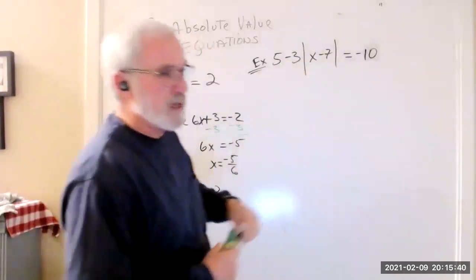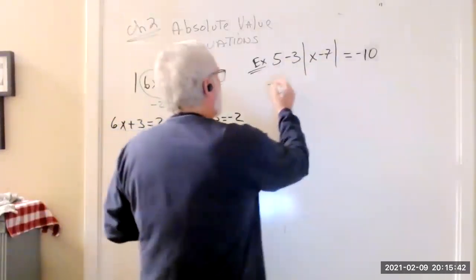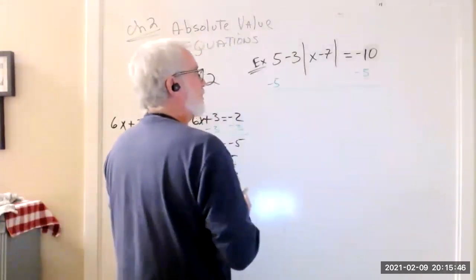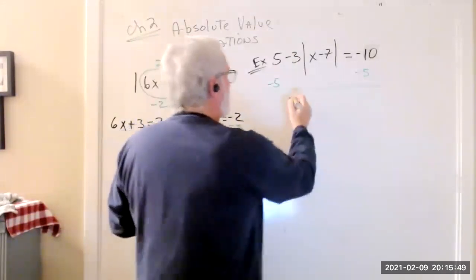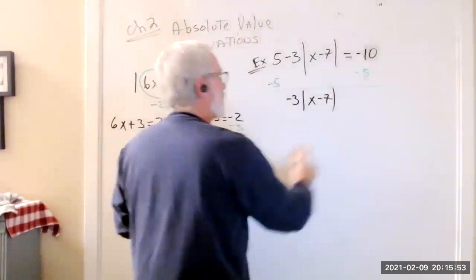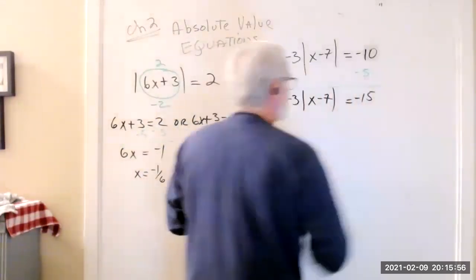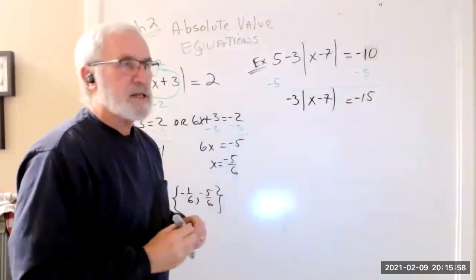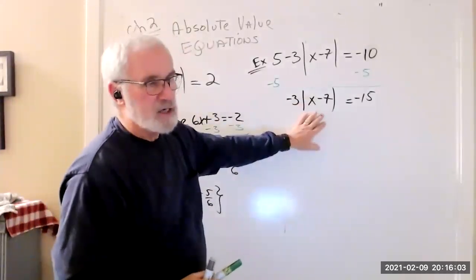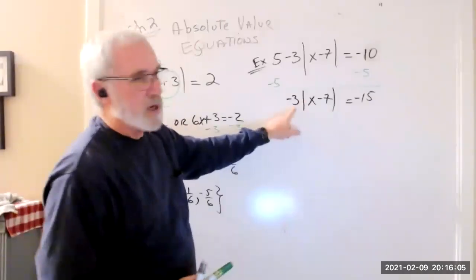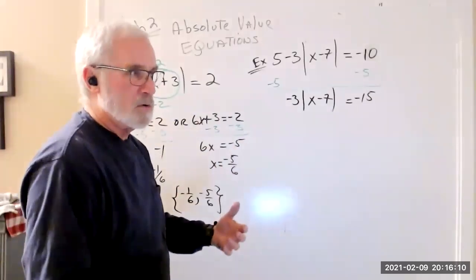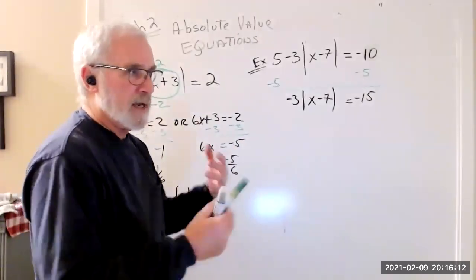So watch what's going to happen. I'm going to take away 5 from both sides. Okay, that gives me -3 absolute value of x minus 7 equals -15. I still can't split it up because the absolute value is not isolated. I've got to get rid of the 3. Isolate means by itself, totally alone.